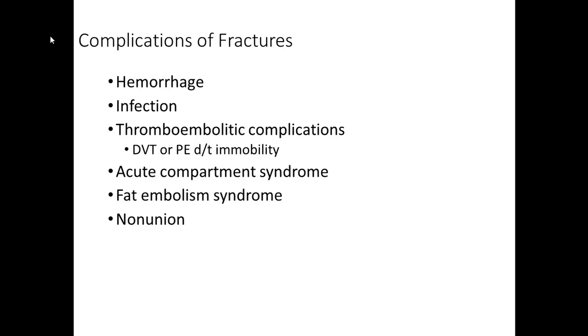Fat embolism syndrome. Actually, there's little fat globules that get released from the bone marrow, the yellow bone marrow, into the bloodstream, and they start clogging blood vessels. And generally, fat embolisms travel to the lungs. I'm not exactly sure the pathophys behind it, but the fat embolism usually goes to the lungs.